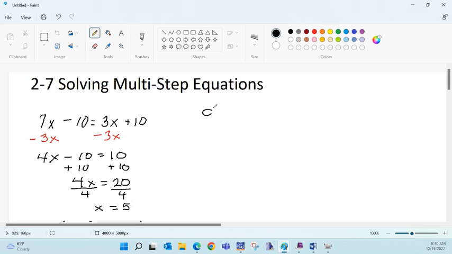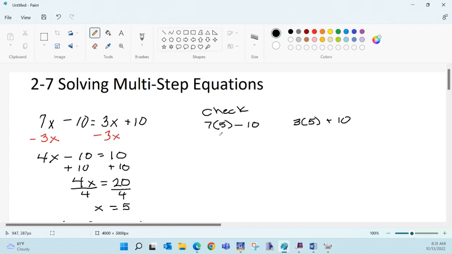So in order to check it, I need to plug this 5 into both sides of my equation. So I want to find out what 7 times 5 minus 10 equals. And I need to find out what 3 times 5 plus 10 equals. If we've done the work correctly, we're going to get the same answer.